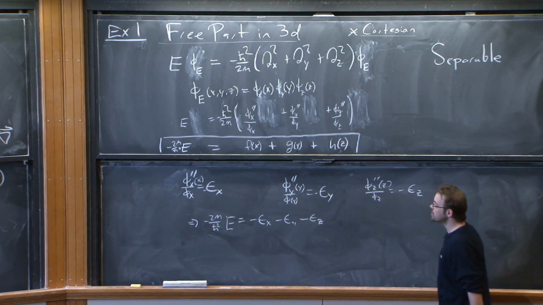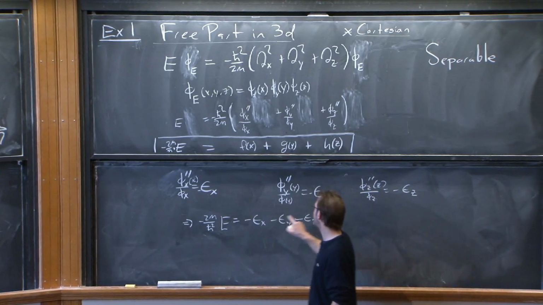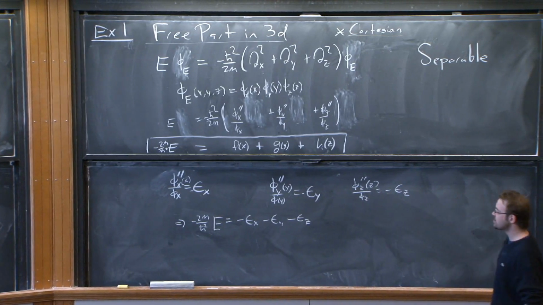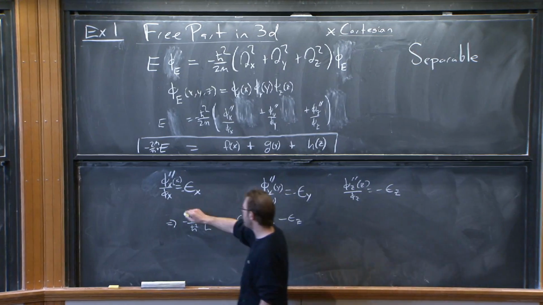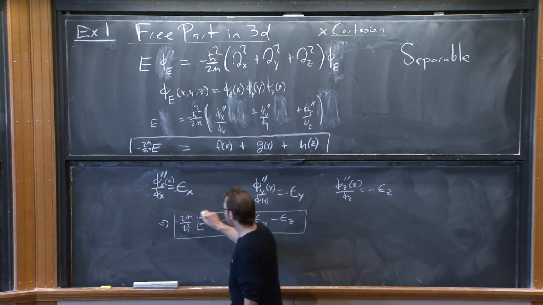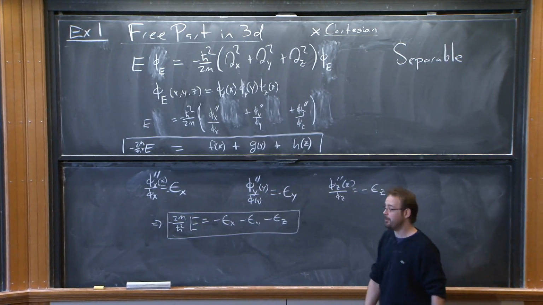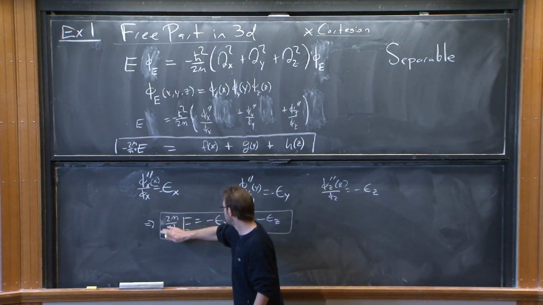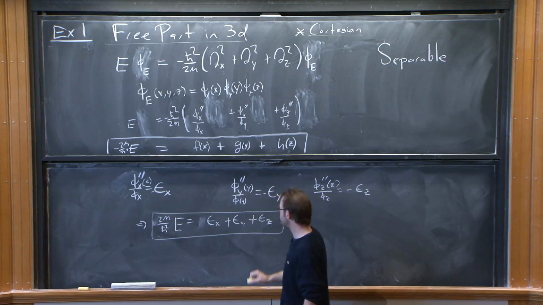And any solutions of these equations with some constant value of epsilon x, epsilon y, and epsilon z is going to give me a solution of my original energy eigenvalue equation where the value of capital E is equal to this sum. And I can take away the minus signs, make this plus plus.